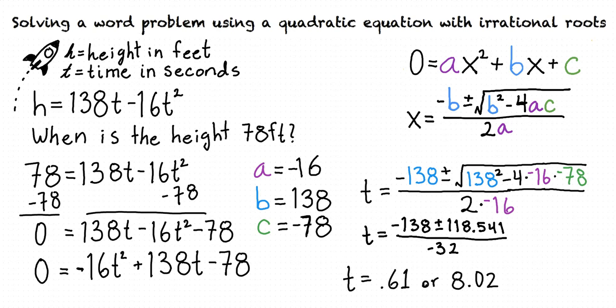When we use a quadratic equation to solve a word problem, we first write our equation in standard quadratic form, and then use the quadratic formula to solve for our variable. There might be two answers. That's right.